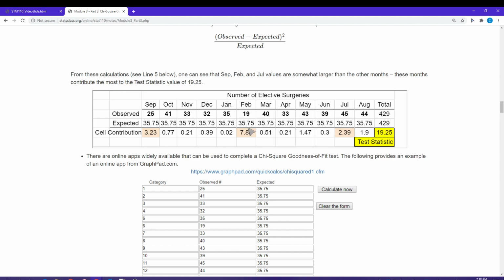We can see that February deviated a lot from the expected. And that contributed a lot to the test statistic value of 19. So it looks like almost half of the test statistic is due to February. Other months that contributed a lot are July and September. Those are cells in which the observed and the expected were far apart from each other.